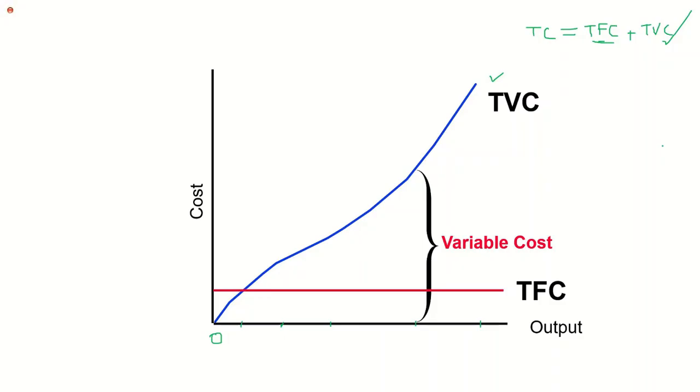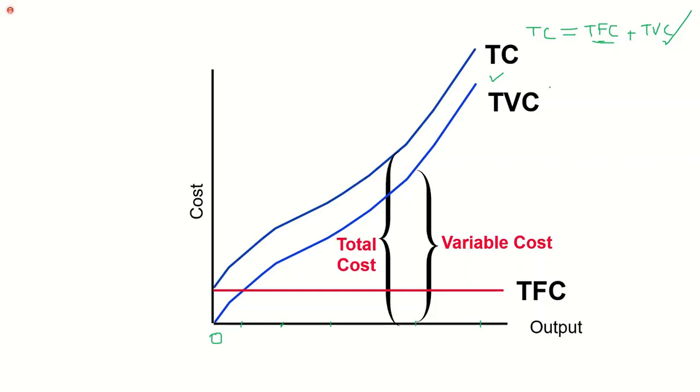So that's a horizontal straight line. The difference between, so the total cost is the sum of these two, total fixed cost and the total variable cost.